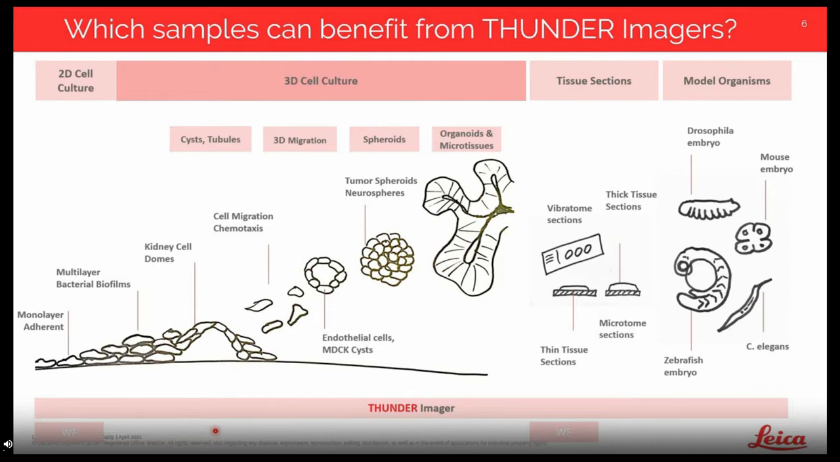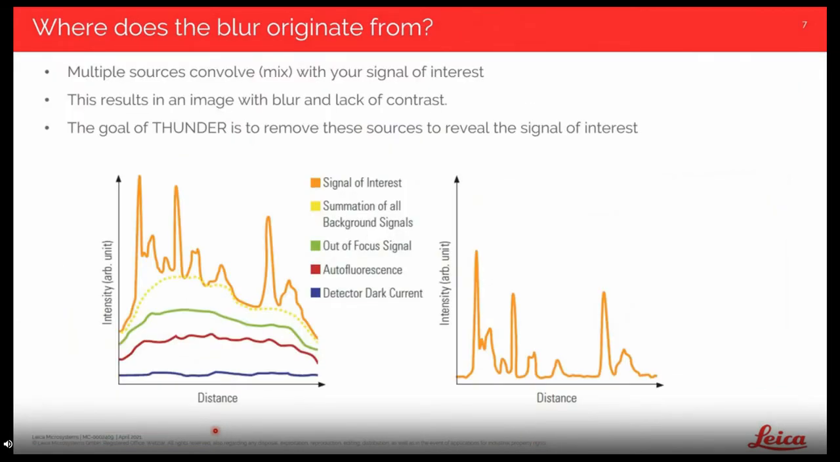So the way we do this is by removing the out-of-focus light or the background. And we've mentioned this a few times. So what is background? What is this blur and where is it originating from? So this background is actually a convolution of multiple different sources from the sample. They can be the out of focus signal, of course, which is light collected from adjacent planes in wide-field microscopy. It can be autofluorescence of the sample, and it can also be detector noise.